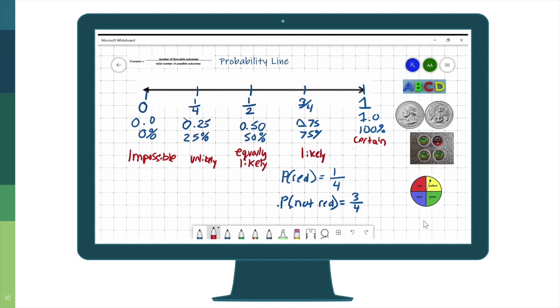And considering this information, we know that when an event falls towards the left side of the probability line, then we would say it's less likely to happen. And when something falls on the right side of 1/2, or we would say between 1/2 and 1 on our probability line, we would say it's more likely to happen.